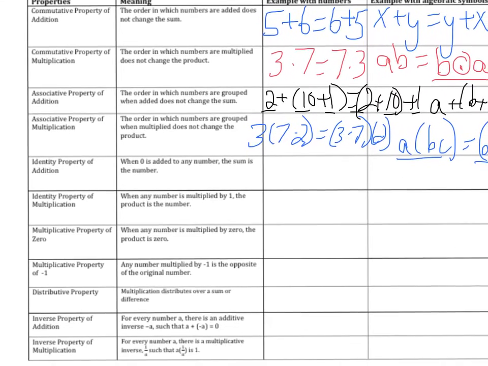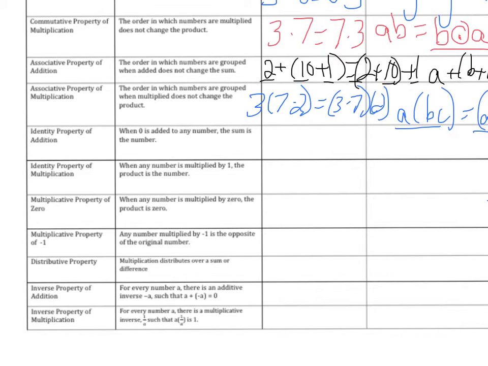All right, next property is the identity property of addition. Identity property is when 0 is added to any number, the sum is that number. In other words, I could add 5 plus 0 and it's going to be 5. I could add negative 1,000 plus 0 and it's still going to be negative 1,000.